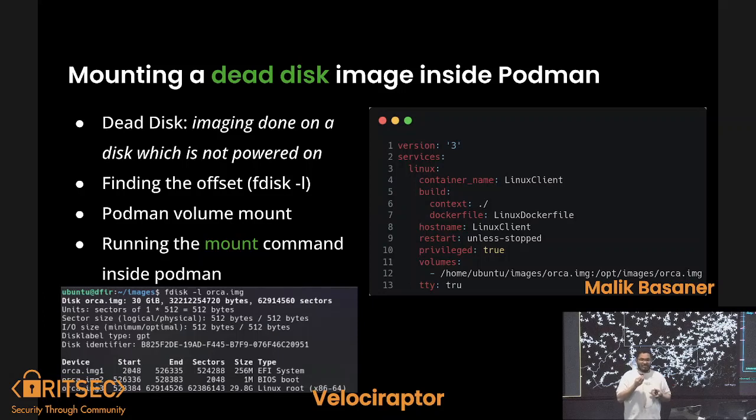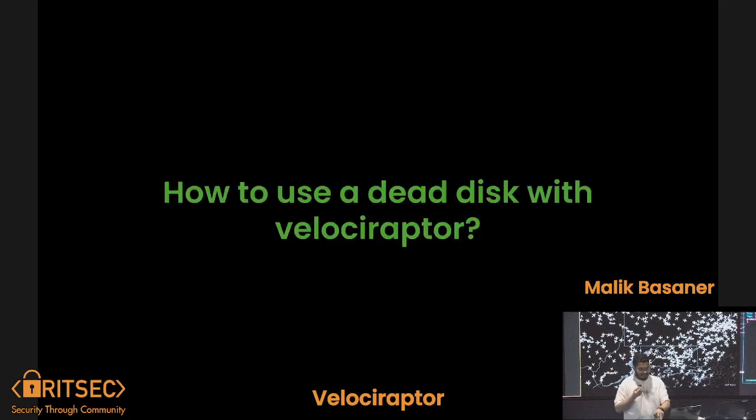So disk image, again here, this dead disk image. So a dead disk is just a system you get an image from, and that system is not powered on. Then you have to find the offset of that disk, and then you have to podman volume mount. So you mount it, and then run the mount command inside podman. You can see some examples in here, but we will look into that in detail.